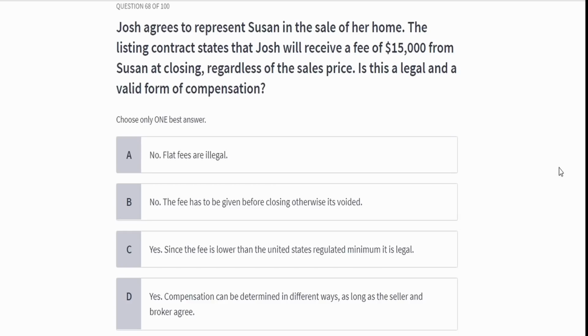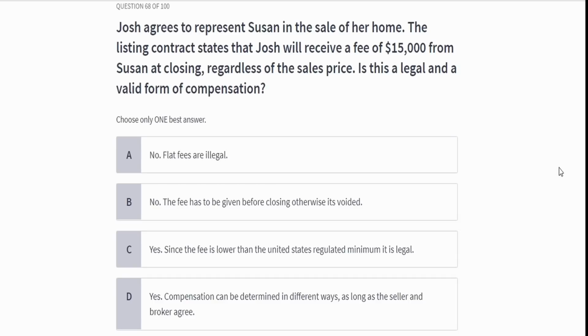Interesting. All right, so there's 4 options. A, no, flat fees are illegal. B, no, the fee has to be given before closing, otherwise it's voided. C, yes, since the fee is lower than the United States regulated minimum, it is legal. Or D, yes, compensation can be determined in different ways as long as the seller and broker agree.